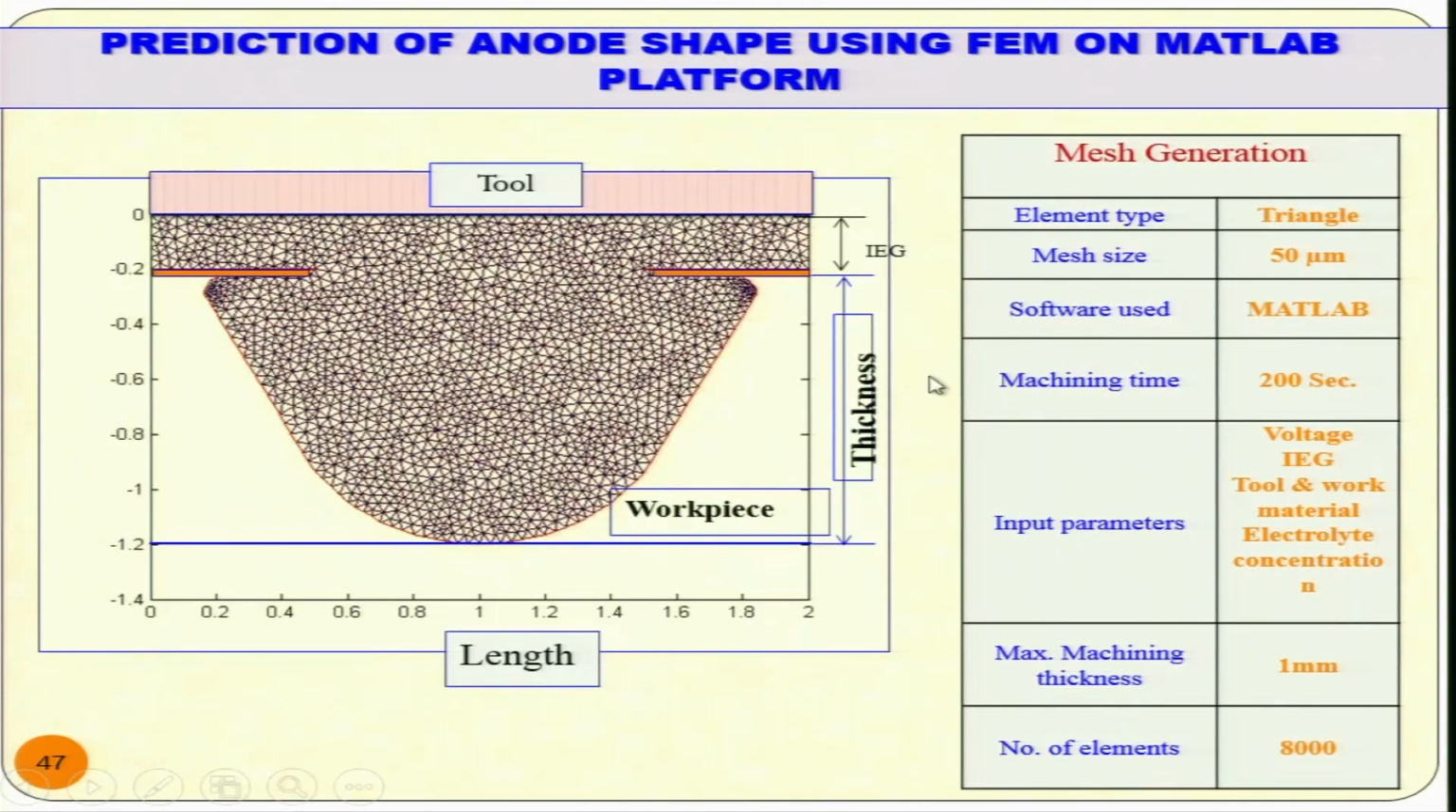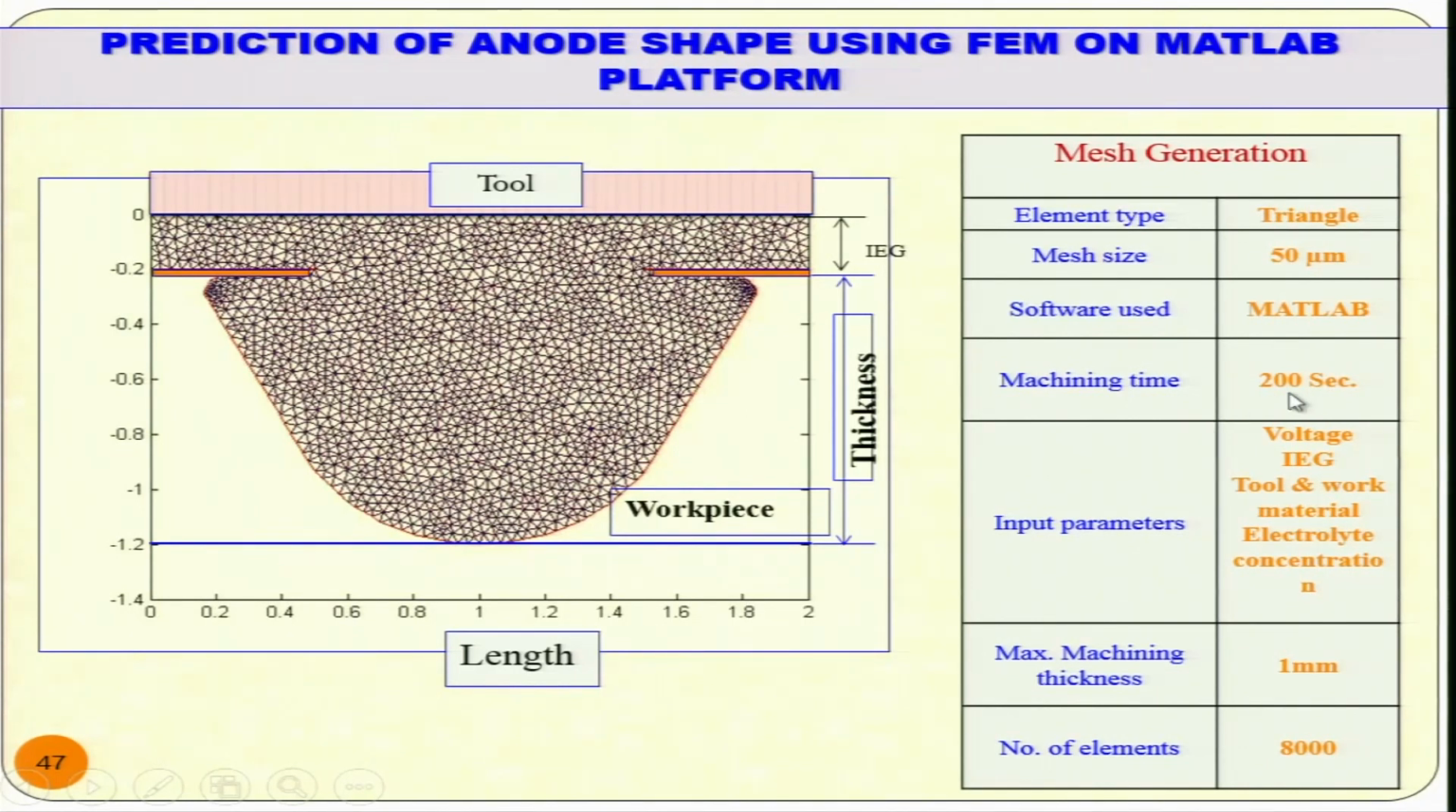And these are the mesh generation. Triangular meshes were used by Dilip Galot. Mesh size was 50 micrometers. So you can imagine how small the mesh size was there, and how many meshes there should be in this inter-electrode gap.